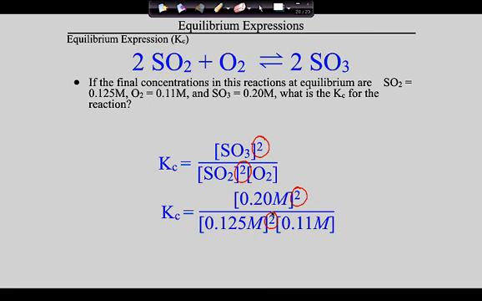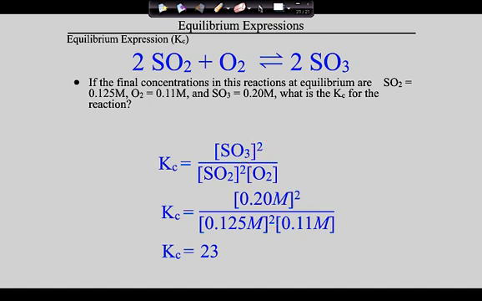Doing the math, we take 0.20 squared divided by 0.125 squared divided by 0.11. If you're working on a TI calculator, be really careful with orders of operations, and you'll know that you got it right when you arrive at a Kc value of 23. You'll notice that there are not units for Kc values. They are what we call dimensionless numbers.